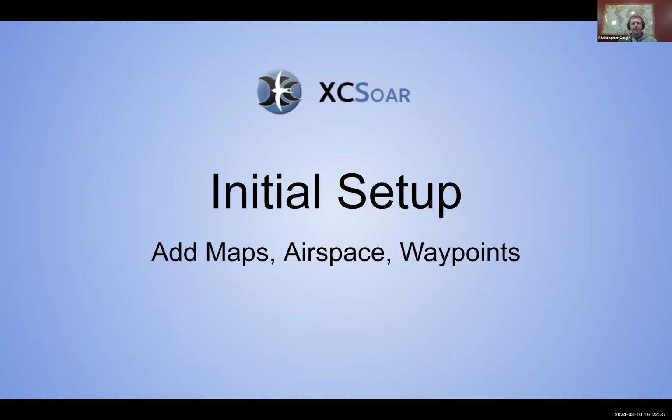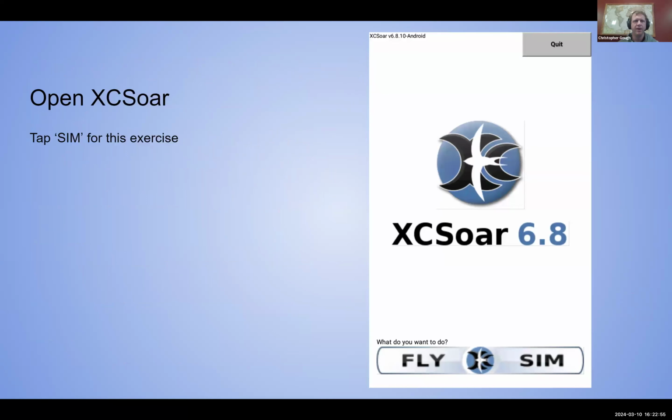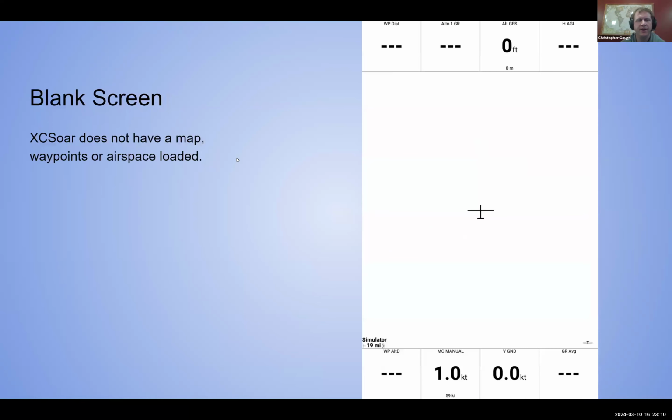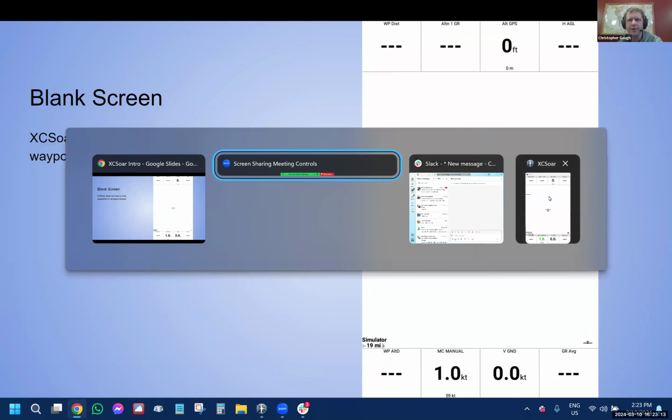All right, so we're going to start with the initial setup of XCSoar, assuming you've just installed XCSoar and haven't done anything with it yet. So for new users, if you have your device, bring it out and follow along with this. We're going to open up XCSoar. This is the opening screen. For today, we're going to use Sim. Regularly, if you're actually flying, you want to use the fly button, but press the Sim on the right side. I'm going to bring up XCSoar here.